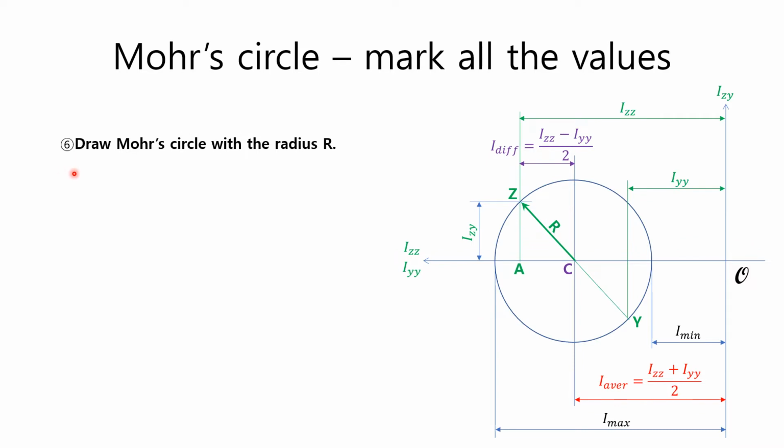In step 6, draw the Mohr circle using the radius r obtained in the previous slide and describe the second moment of area Iz about the z-axis, the second moment of area Iy about the y-axis, and the second moment of area about the major axis, I maximum, and the second moment of area about the minor axis, I minimum.